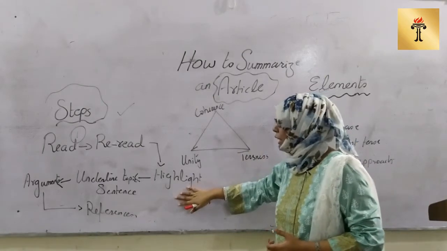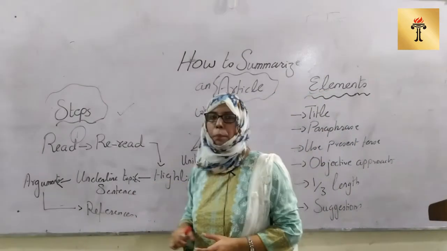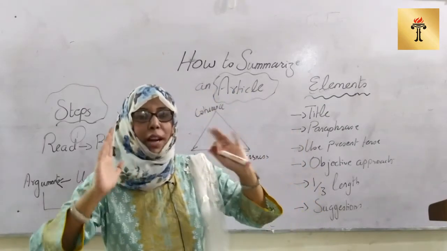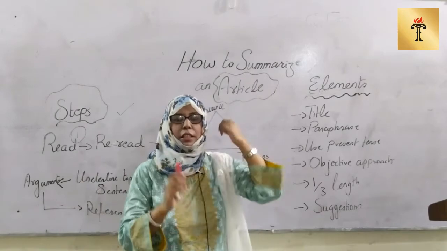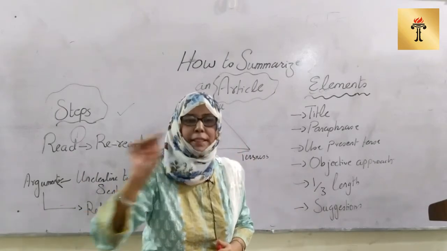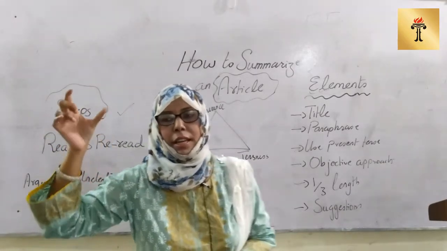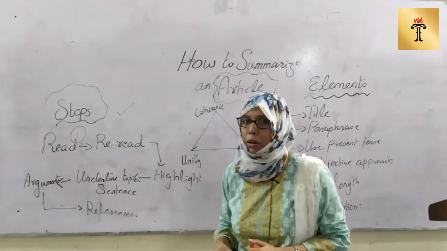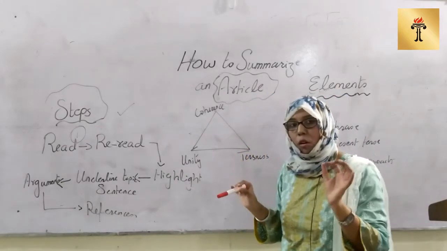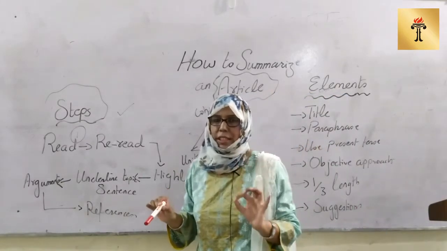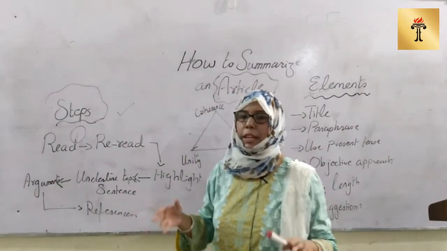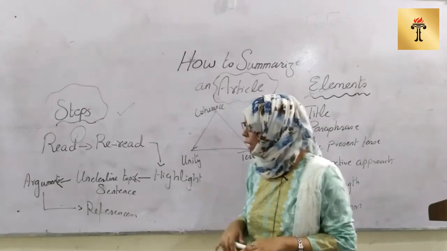After highlighting, you have to underline the topic sentences. I hope many of you are quite familiar with the topic sentence: it is the opening of the paragraph which carries the basic information about what the rest of the content is about. So while summarizing an article, do highlight all the topic sentences which you think are the most important things, without which the content is useless and unworthy.